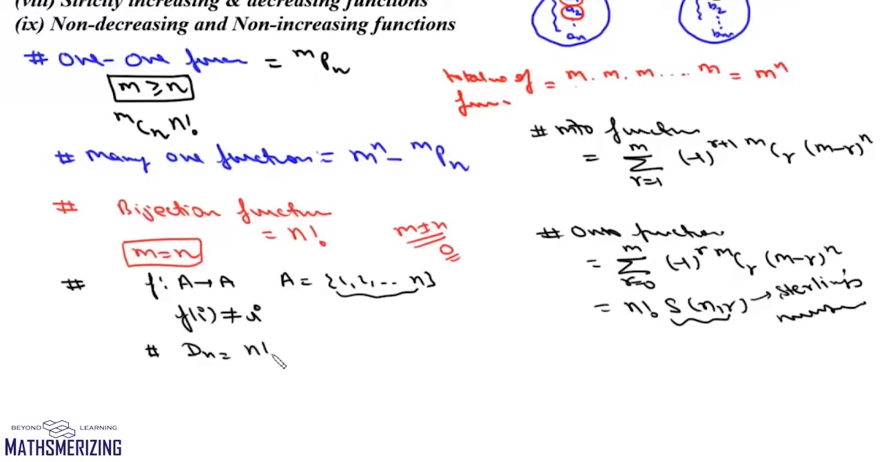Dn is nothing but factorial n times 1 minus 1 upon factorial 1, plus 1 upon factorial 2, minus 1 upon factorial 3, and will continue up to minus 1 to the power n upon factorial n.